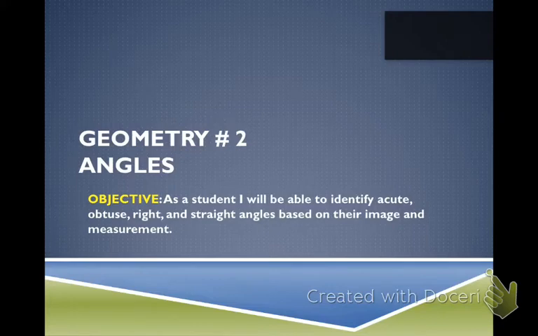This is folder number 2 in Echo, and we're going to talk about angles. This is a review video. Ladies and gentlemen, this is 3rd and 4th and 5th grade all over again. This is just a reminder video, and we will have a very short reminder worksheet. Please follow along. Your objective for this video is, as a student, you should be able to identify acute, obtuse, right, and straight angles based on their image and measurement. That's what's going to be key. Image and measurement. We're going to get started.